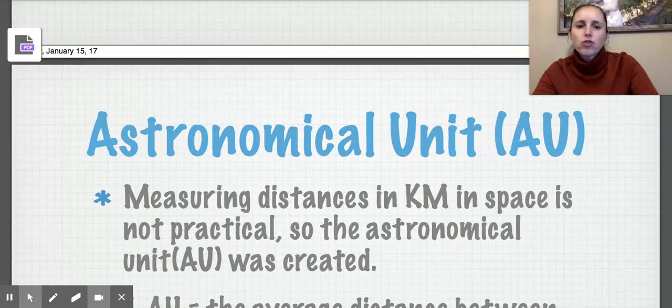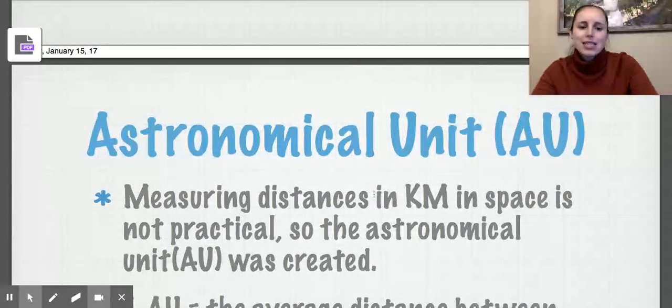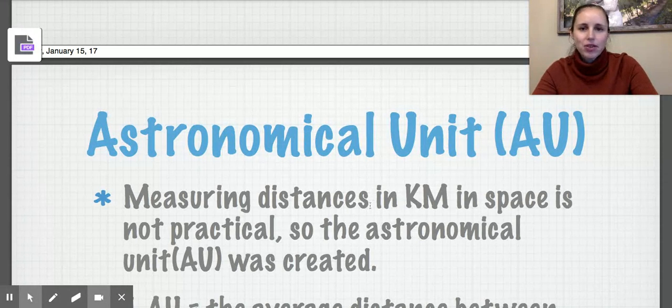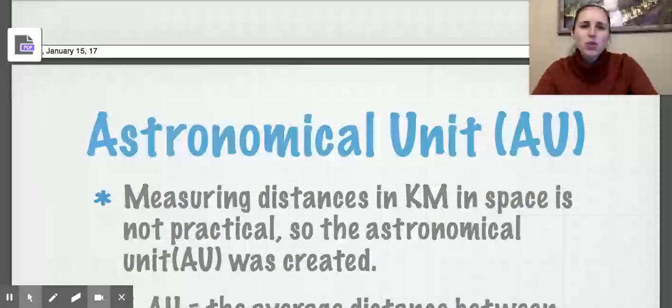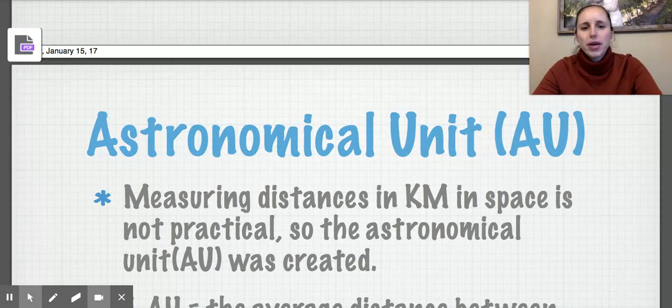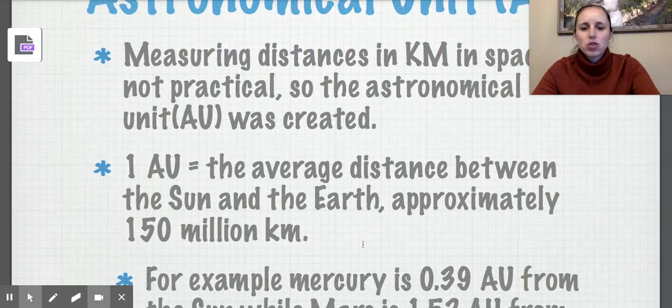So the first way that we might measure a distance in space is something that you probably haven't heard of before. It's called an astronomical unit, or the short form for it is AU. Measuring distance in kilometers is not practical, right? You can't really tell how many kilometers away something is because space is so big. Because of this problem, the astronomical unit was created.